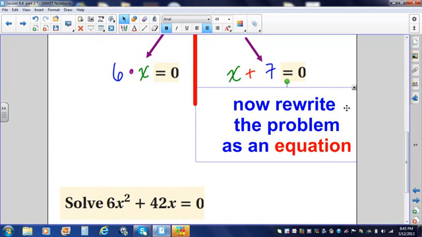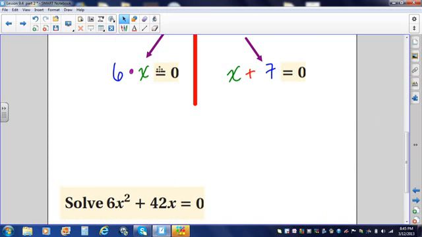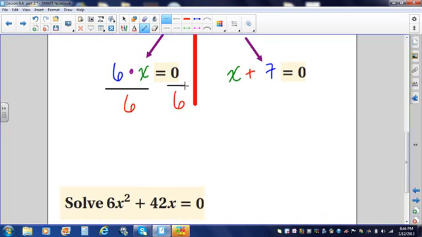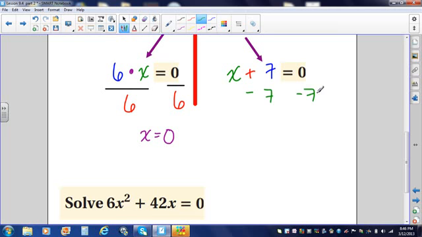The last thing I'm going to do is solve the equations. The opposite of multiplication is division. I'm going to divide both sides of my equation by 6. That will give me an answer of 0. Now I'm going to do the inverse operation. These will cancel. I get x equals -7.